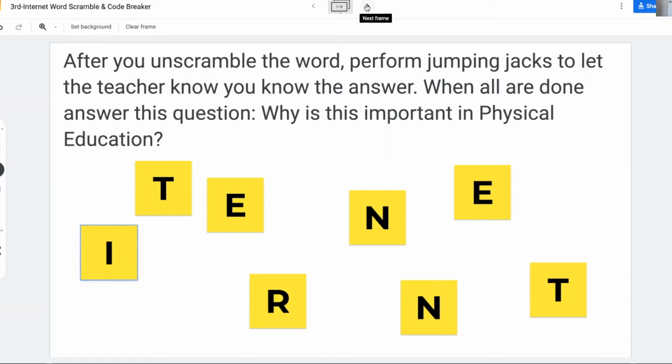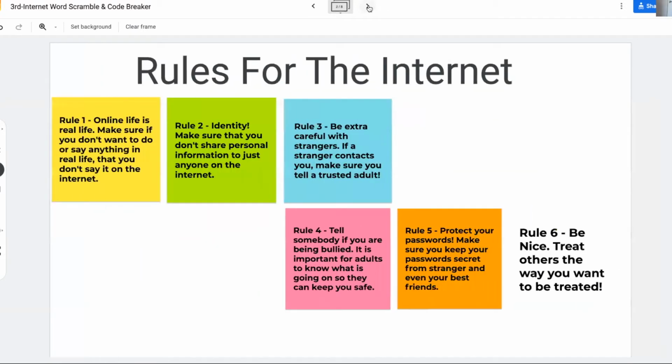Okay, before we get on to our next scrambled word, let's learn about the 6 rules of the internet. Rule 1, online life is real life. Make sure if you don't want to do or say anything in real life, that you don't say it on the internet. Just like what we say and do in real life, the internet is the same.